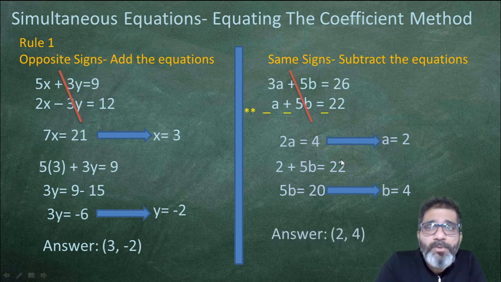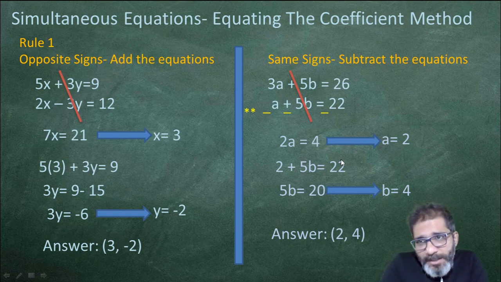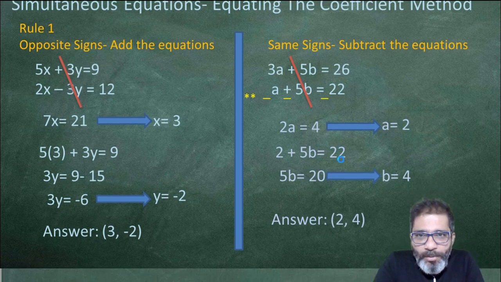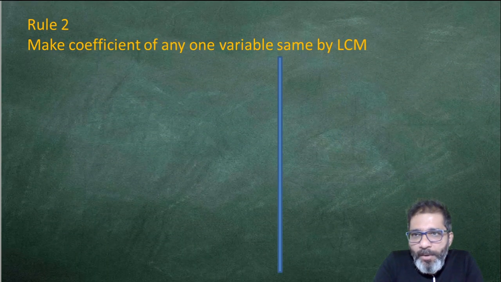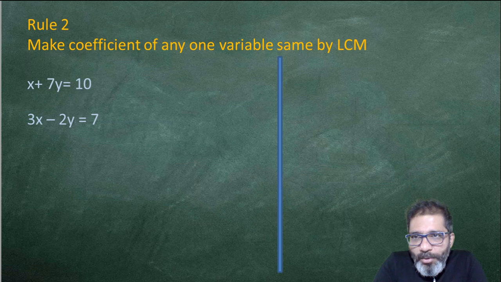Okay, now before we go to rule number 2, let's just revise what we have done in rule number 1. We'll keep two things in mind: opposite signs add the equations and same signs subtract the equations. With this rule we'll go to the second rule. Now first let me give you the two equations. Then we'll see what the rule states. Rule 2 says make the coefficient of any one variable same by the LCM method.